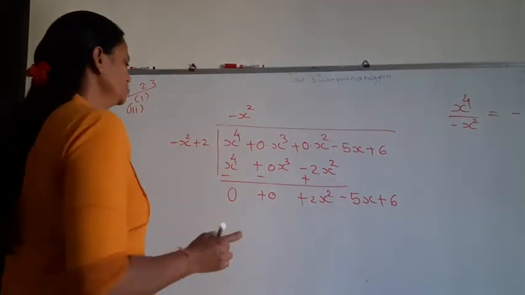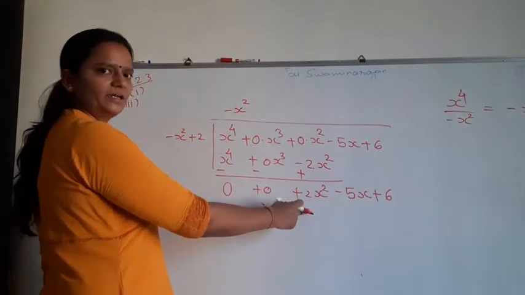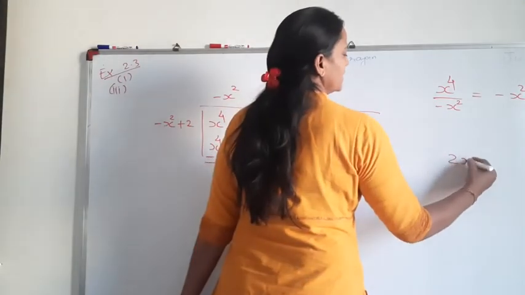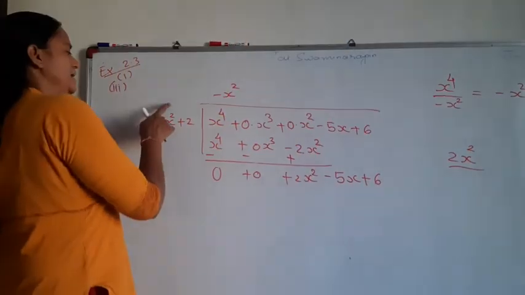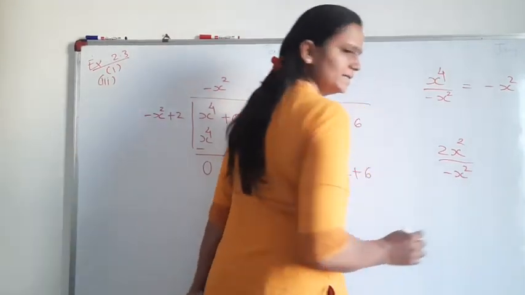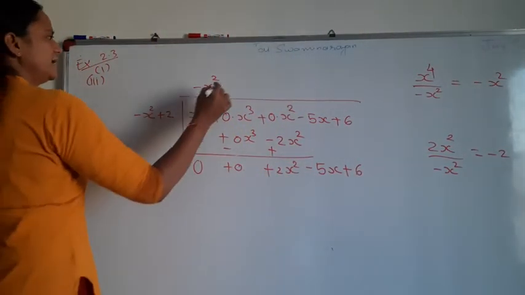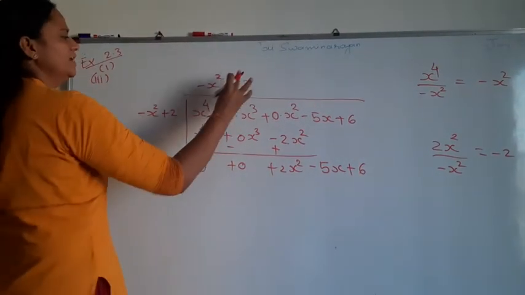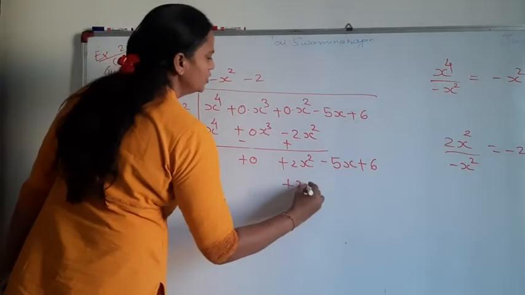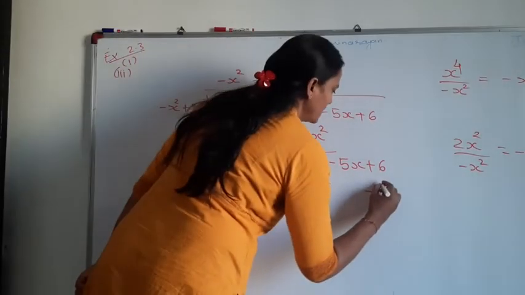Okay. Again, this is our new dividend. So let us find the second term of the quotient. How to find? The highest power term is here 2x square. So let us divide 2x square by the highest power term of the divisor, which is not going to change. So let us divide it by minus x square. So we will have here minus 2. Now let us write down here minus 2. Again multiply minus 2 by minus x square. So minus and minus is plus 2x square. Now minus 2 into plus 2 is going to be minus 4.